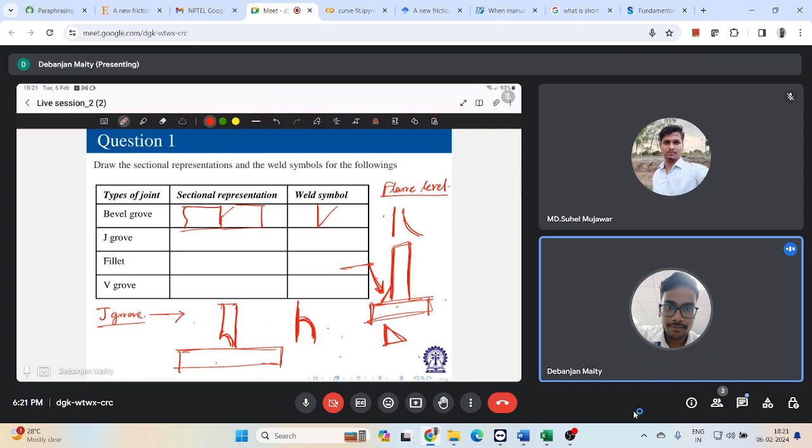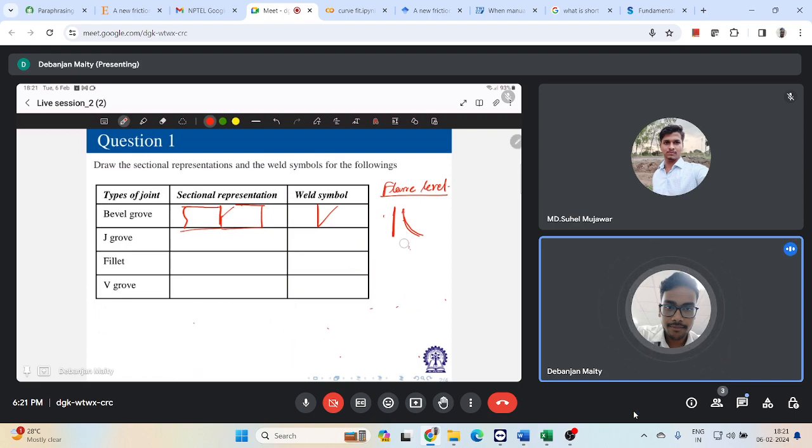Then you have few more extra symbols, as I was saying in the weld joint specifications. You can have field weld, or weld all around, or backing or spacer, or melt through. For each and everything, there are different kinds of weld symbols. So let us go through those one by one.